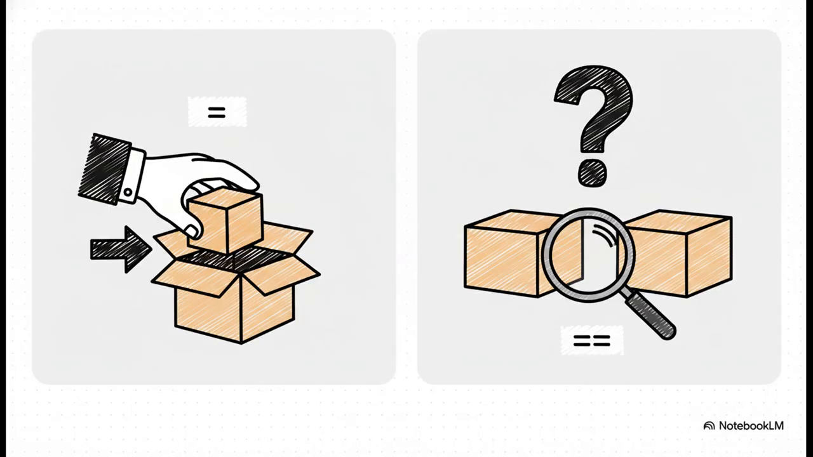Now this is a big one. It's a crucial difference that trips up every new programmer. A single equal sign is for assignment. It's saying, put this value into that box. But a double equal sign is for comparison. It's asking a question. Hey, are these two things equal? The answer to that question is always going to be a Boolean, true or false. Mixing these two up is a classic programming bug.